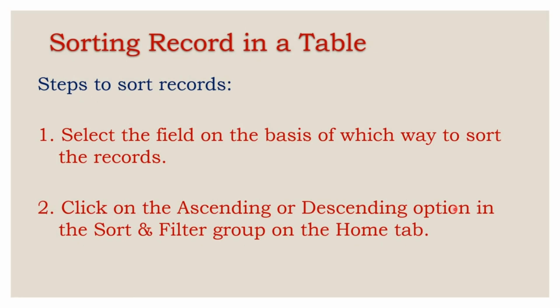Sorting records in a table. The steps to sort the records. First, select the field on the basis of which you want to sort the records. Click on Ascending or Descending option in the Sort and Filter group on the Home tab.